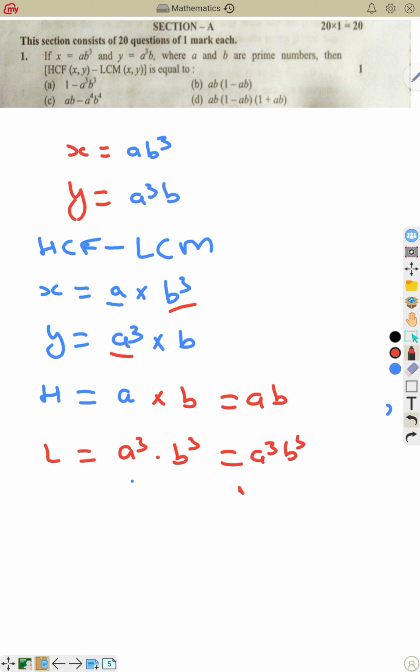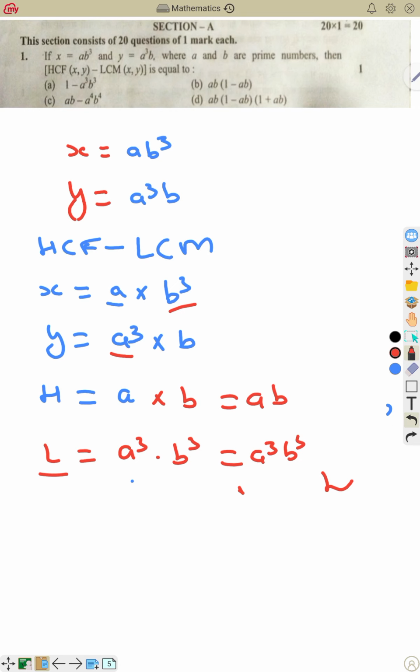So what to do? For finding HCF, we have to take the lowest power of the common factor, and for LCM we have to take the highest power of the given common factors, right? Okay, so now what to find? We have to find HCF minus LCM.